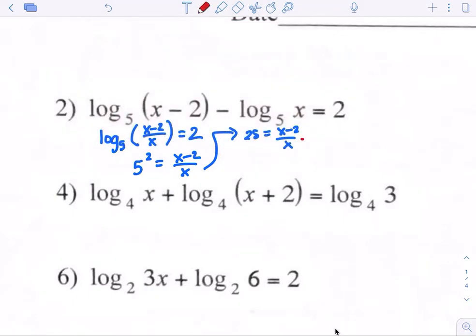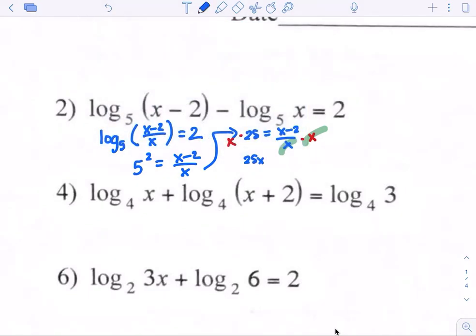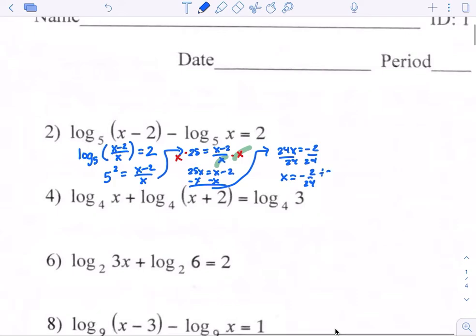So let's get rid of this x at the bottom. Let's multiply both sides by x. These cancel. So we're going to get 25x is equal to x minus 2. Solve for x now. So subtract x from both sides. 24x is equal to negative 2. Divide both sides by 24. X is equal to negative 2 over 24. And when you simplify this, divide top and bottom by 2. So x is going to equal negative 1 over 12.